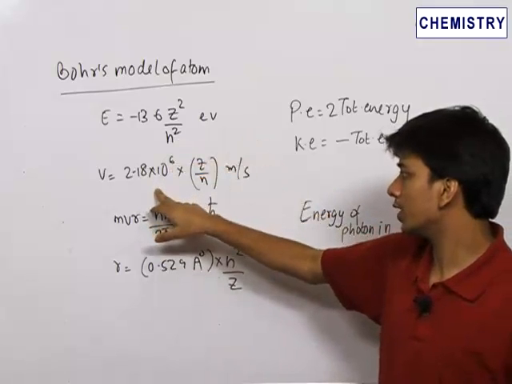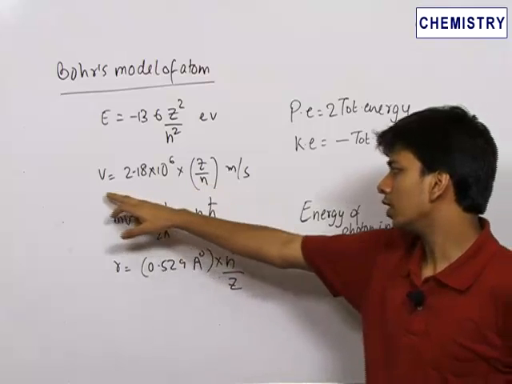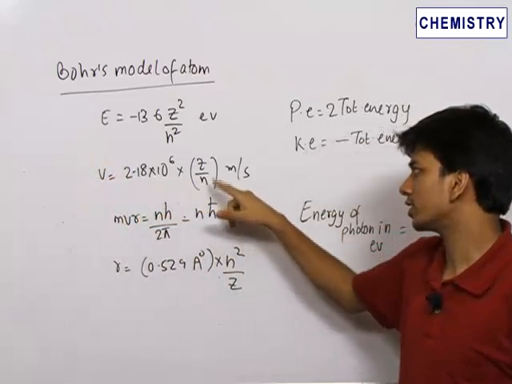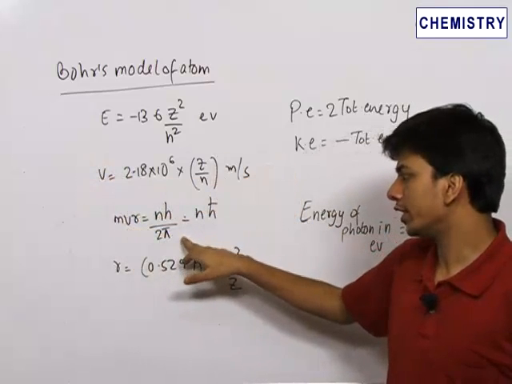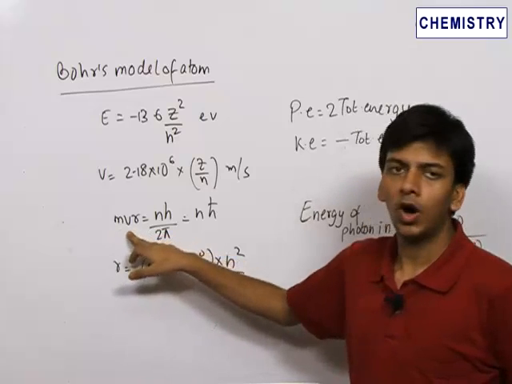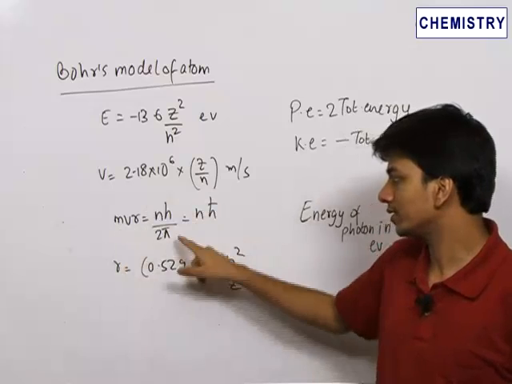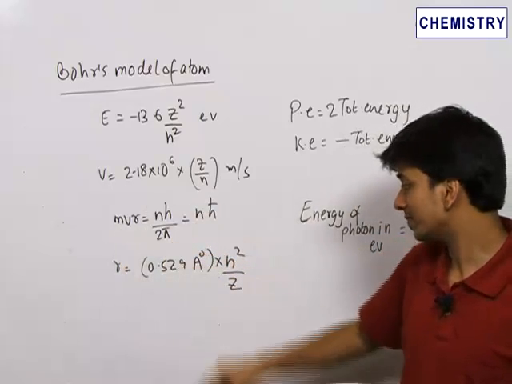This is the velocity of the electron in the nth orbit. This Z is again the atomic number. You must also remember this formula that v is equal to 2.18 into 10 raised to 6 into Z upon n meters per second. mvr is equal to nh upon 2 pi, as we already know. This is the angular momentum of the electron in the nth orbit, and that is equal to nh upon 2 pi. The angular momentum is always quantized.